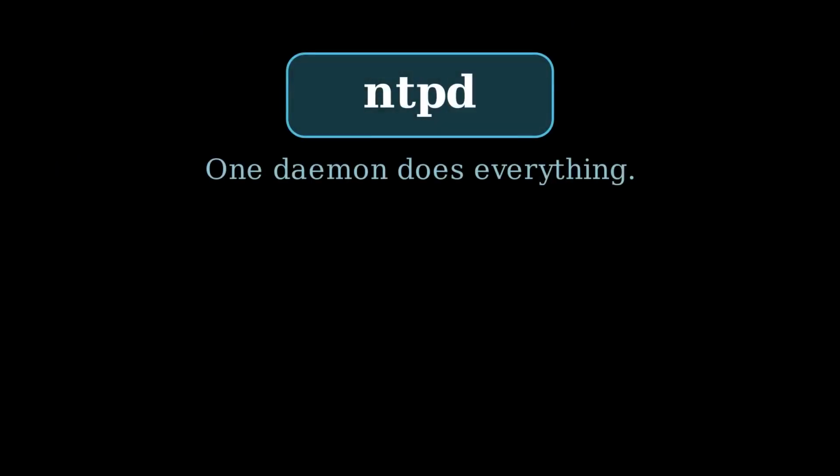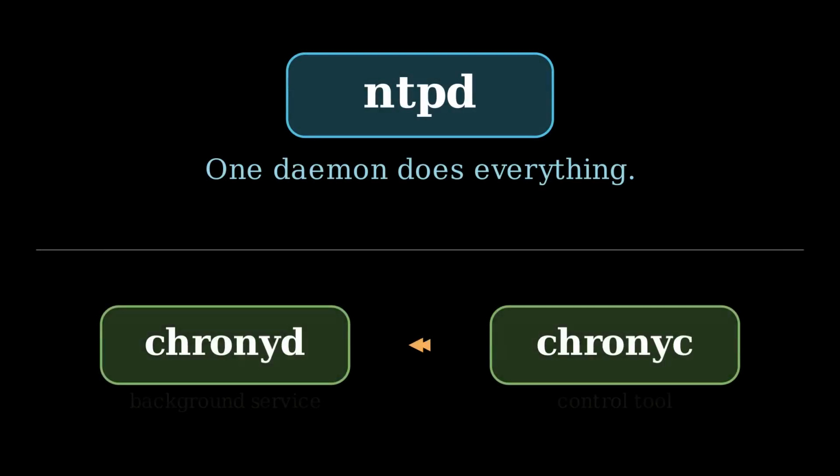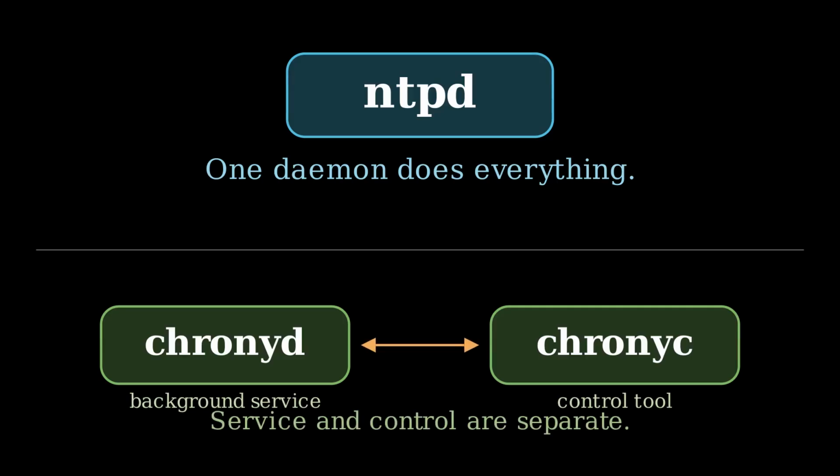ntpd is one daemon that does everything. Chrony splits it cleanly. chronyd runs in the background as the service. chronyc is the command line tool. Cleaner separation, matching modern Unix practice.